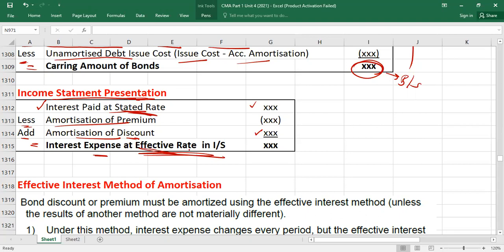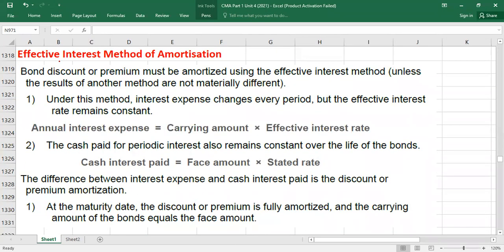Now maybe you feel it is very hard. No, it's not hard. Because all we need to understand here is only amortization of premium and amortization of discount. With that help, we will also get unamortized premium, unamortized discount, amortized premium, amortized discount, accumulated amortization of premium, accumulated amortization of discount. Everything we will get. And what is amortization? I will explain that now. Understood? So first we are going to start with the effective interest method of amortization.